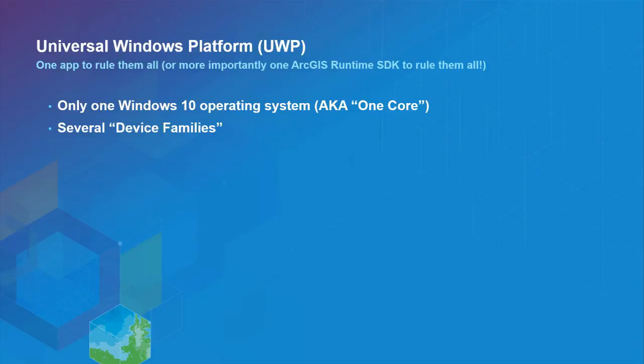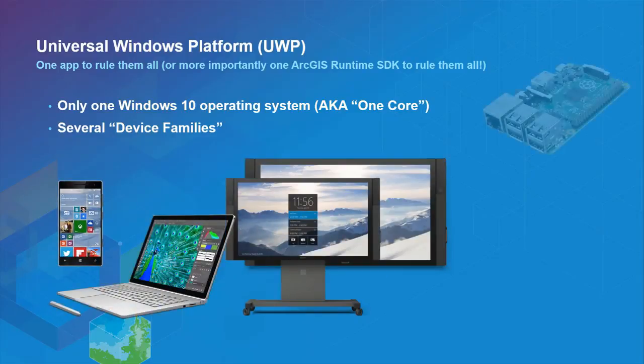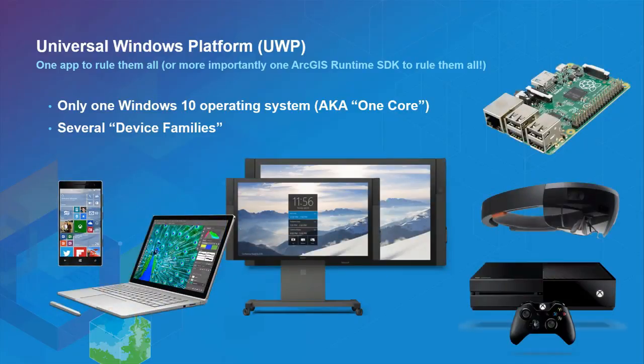The difference is what they call device families. So of course there's a PC or a tablet. That's one device family. There's the phone. There's the mobile device family. They have the Raspberry Pi or a Dragon Board. I have a Dragon Board up here, which is an IoT device family. So you can run on Raspberry Pi 2 or 3. There's the HoloLens. There's the Xbox. They all run Windows 10. And this app I just showed you runs on all of these.